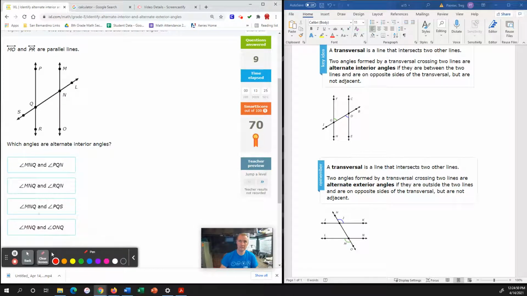All right. Which angles are alternate interior angles? So we're looking for angles on the inside. We got M, N, and Q's. So M, N, and Q compared to should be R, Q, and N to have the same angle. R, Q to N. R, Q, N. There it is right there. R, Q, N. Nice.